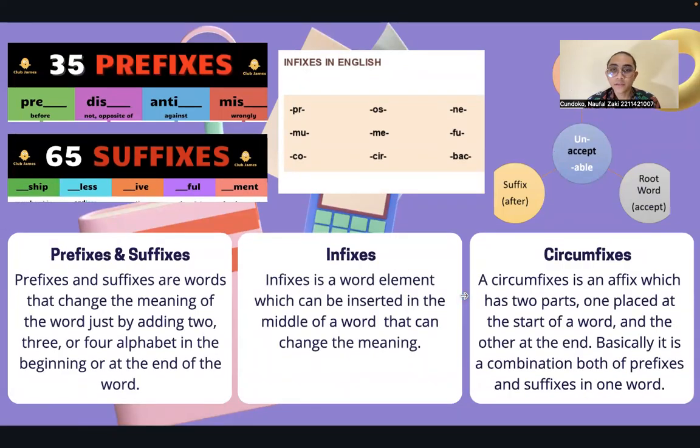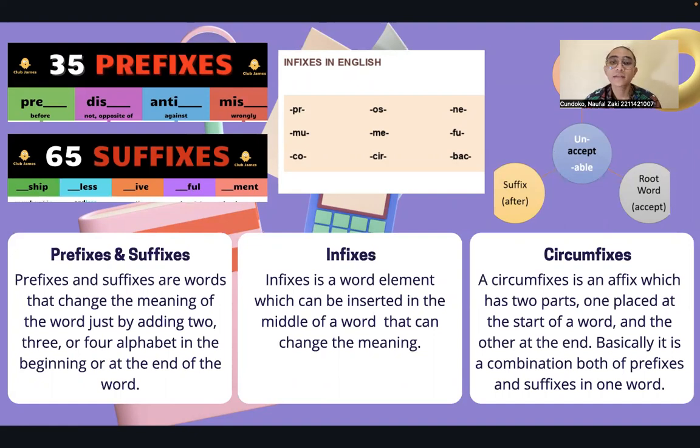The next one is the affix in the morpheme. There are four affixes: prefixes and suffixes, infixes, and circumfixes. The first one is prefixes and suffixes. Prefixes and suffixes are elements that change the meaning of the word just by adding two, three, or four letters at the beginning or at the end of the word. For the example, we can take a look at the picture. For the prefixes, pray, this, tie, and miss. And the suffixes, ship, less, if, full, man, etc.